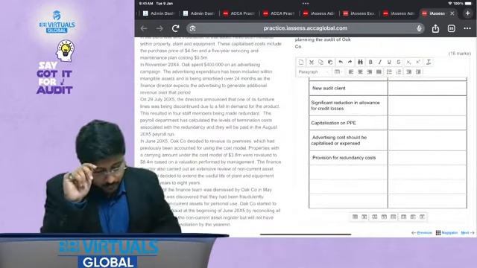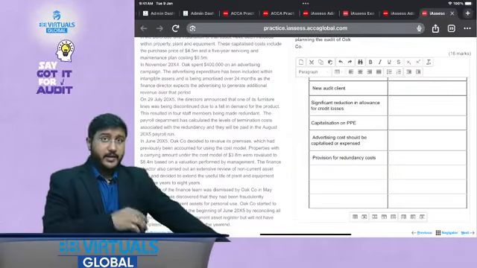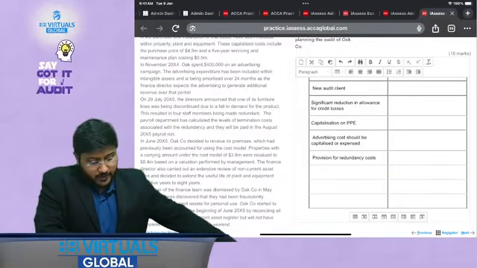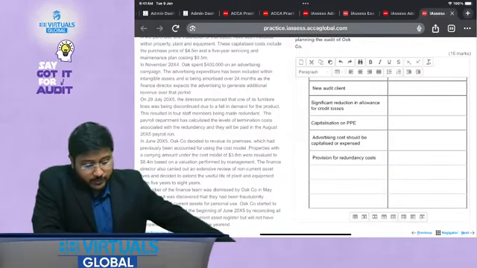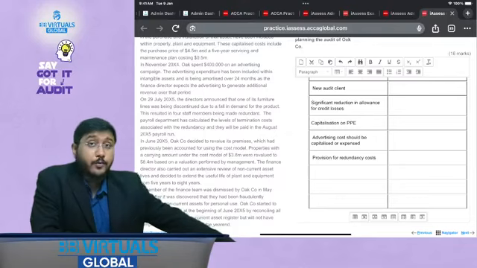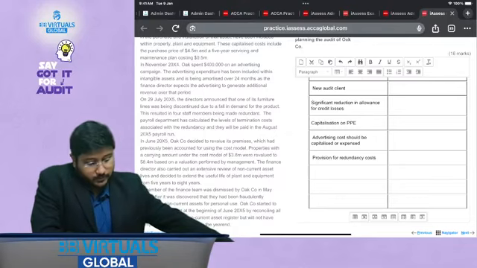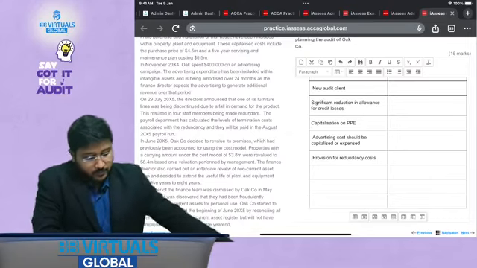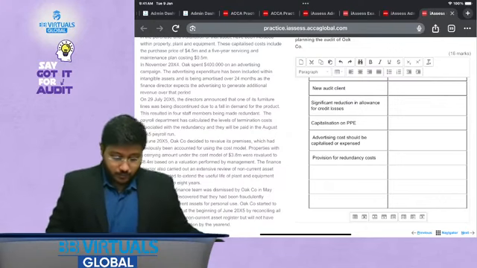Now, in June 2025, Oak Company decided to revalue its premises, which had previously been accounted for using the cost model. Properties with a carrying amount under the cost model of 3.8 million were revalued to 8.4 million, a significant increase, more than double also, based on the valuation performed by management. The finance director also carried out an extensive review of non-current assets' lives and decided to extend the useful life of property, plant and equipment from 5 years to 8 years.